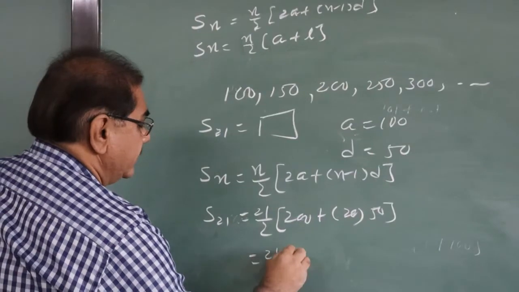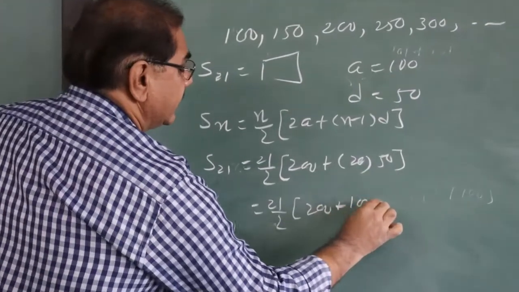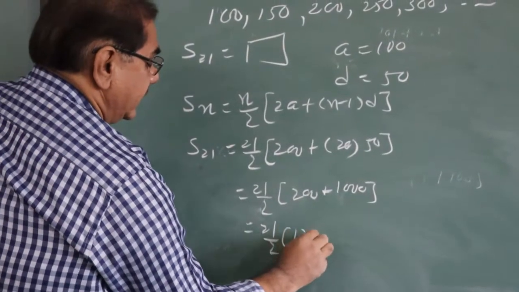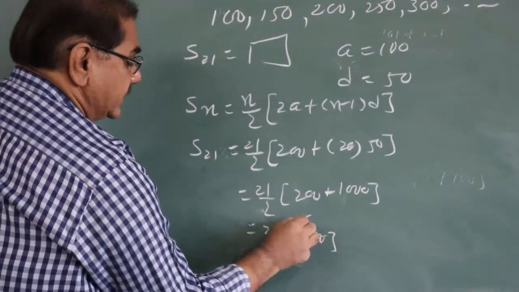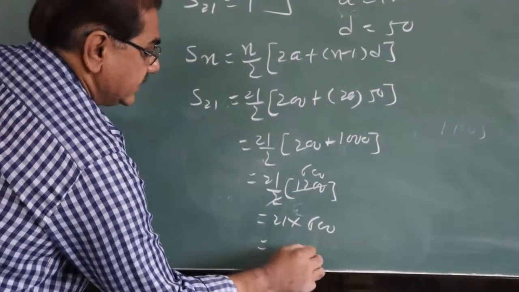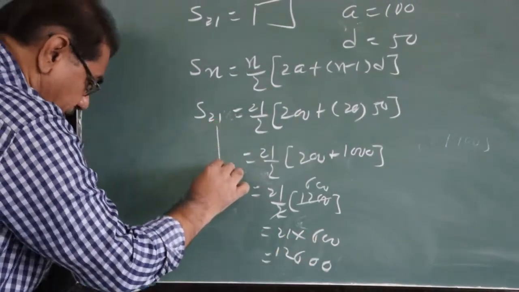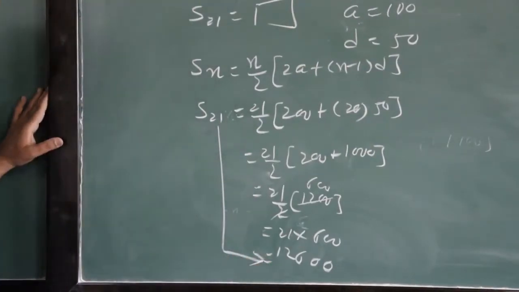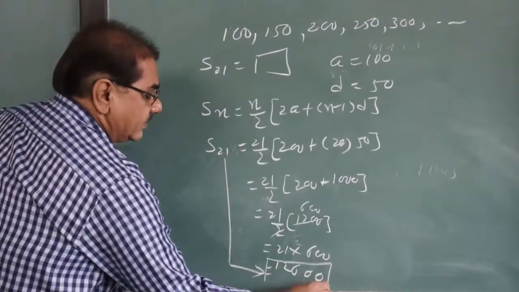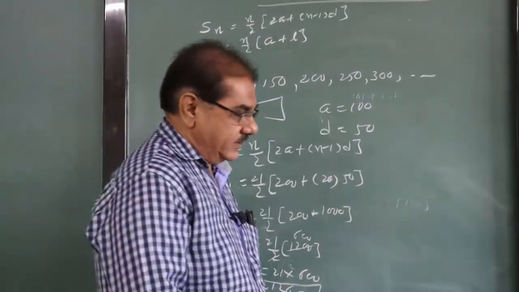So 21 by 2: 200 plus 5 2s are 10 and double 0, so it is 1000. So 21 by 2, 1000 plus 200, 1200. 2 1s are 2, 6 2s are 12. So 21 into 600, double 0 as it is, 6 1s are 6, 6 2s are 12. So the total collection in the piggy bank of the daughter on the 21st birthday will be 12,600.